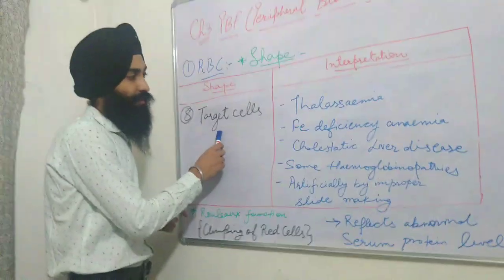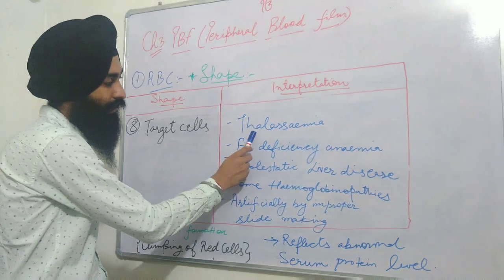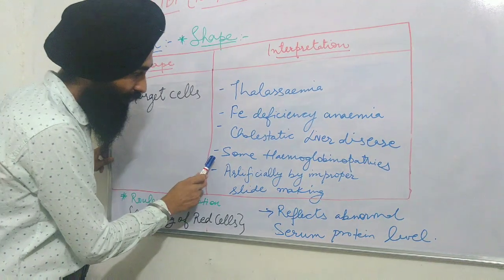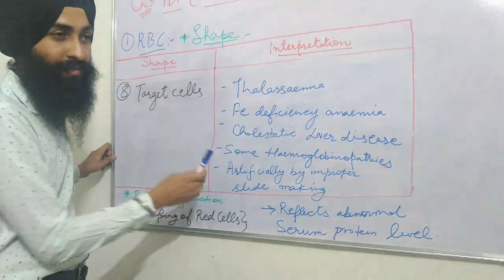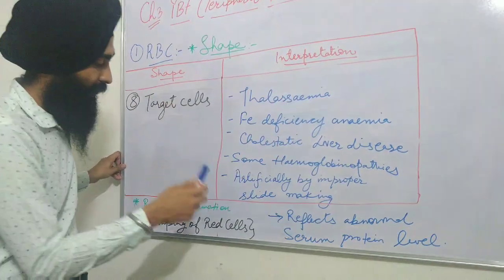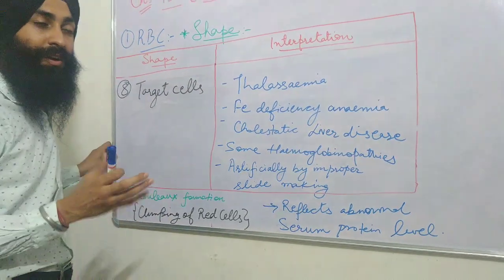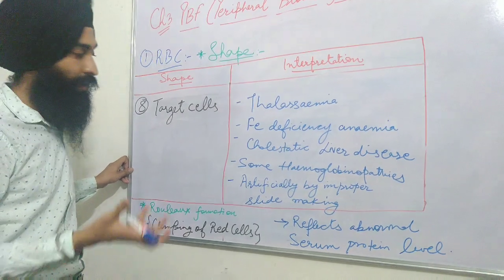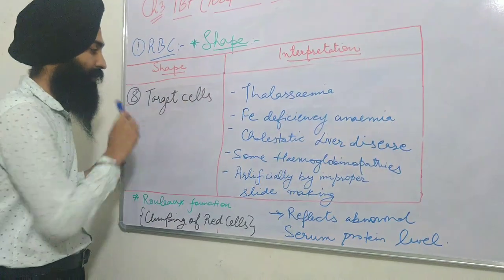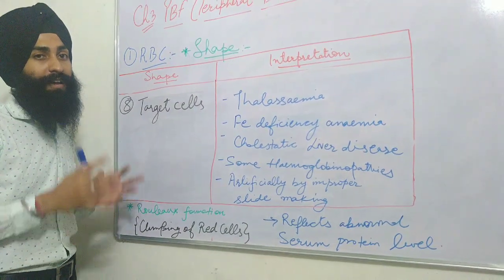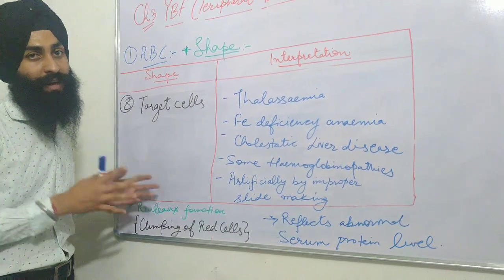Last is target cells. Target cells are found in thalassemia, iron deficiency anemia, cholestatic liver disease, or some hemoglobinopathies where there is any hemoglobin defect. And last one is artificially by improper slide making. Due to improper slide making, we can also see these target cells. So these are the shapes of the cells which can be written in the peripheral blood film, and we can make the differential diagnosis I have told you.